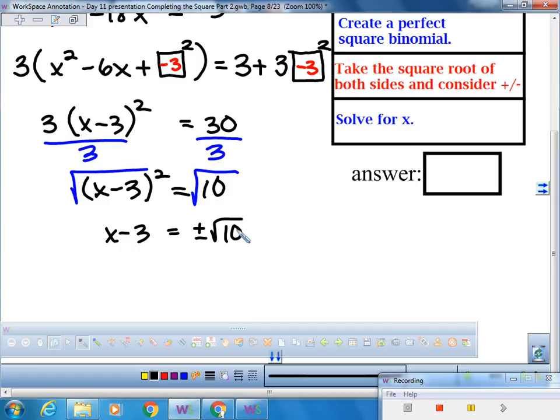Are there any squares in there? Nope. So it's just x equals positive 3 plus or minus root 10. You can't pull out a 2. You can't pull out anything. There's no squares. 2 times 5 is 10. There's no squares in that.